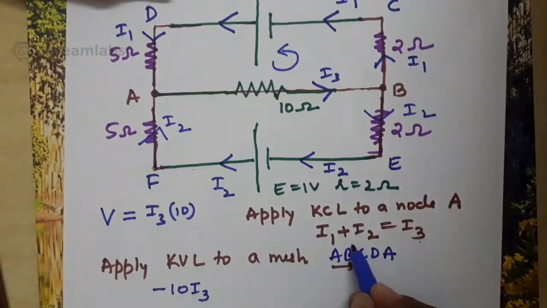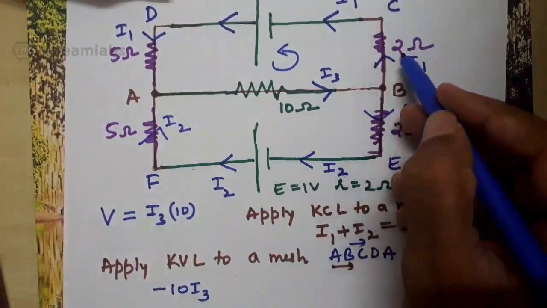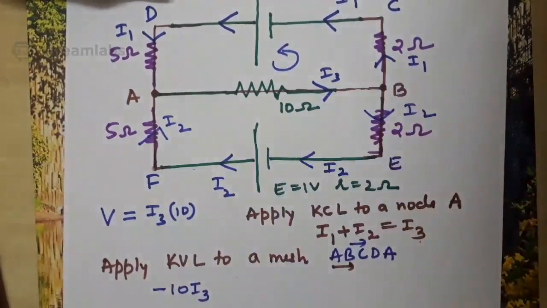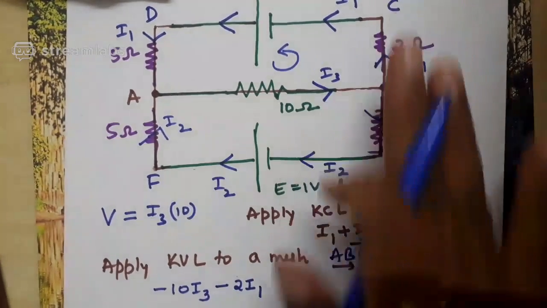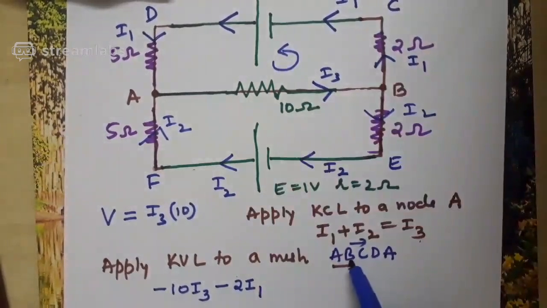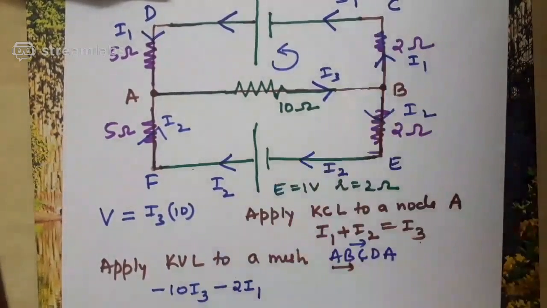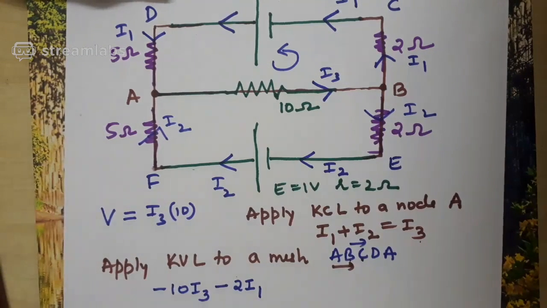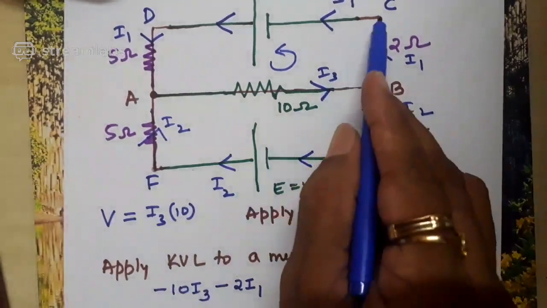Move from B to C. When you move from B to C, do you have any resistance? Exactly. Now you have a 2 ohm resistance. Earlier problem it was not there. 2 into I1. Plus 2 into I1 or minus 2 into I1? Minus, because direction of a current and direction of a traverse are same. Direction of a traverse is B to C. Direction of a current is also same. So product is negative. Move from C to D.